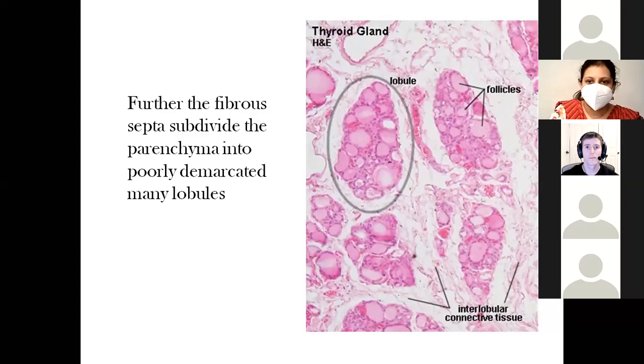And the whole gland, the parenchyma, is divided into lobules with the help of septa, which come from the capsule. Capsule sends the different septa, incomplete septa, into the gland, and it divides the whole gland into incomplete lobules. And in these lobules are clusters of thyroid follicles.